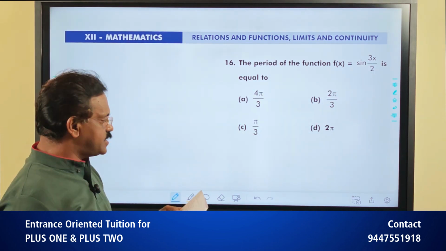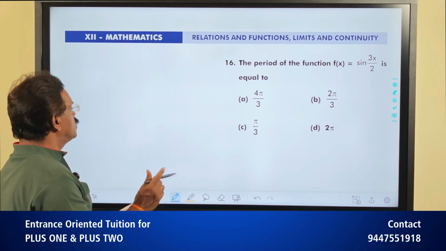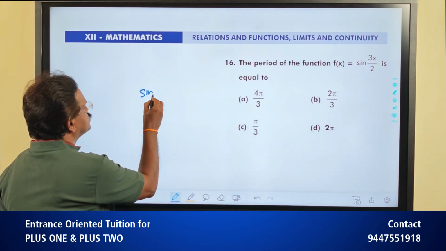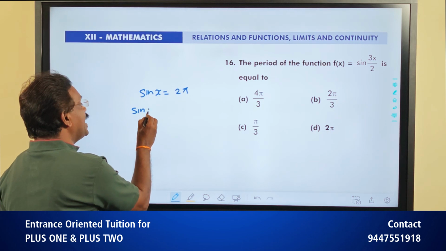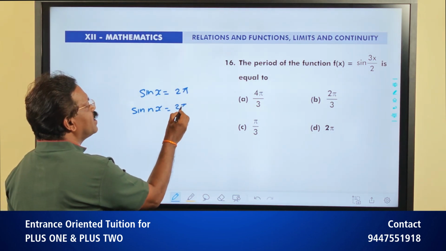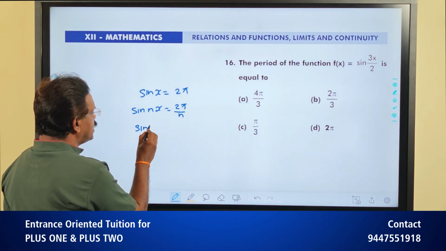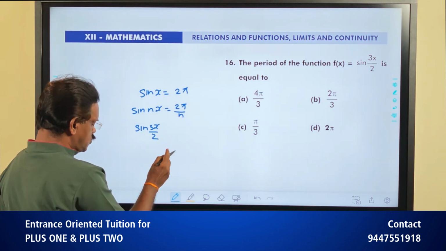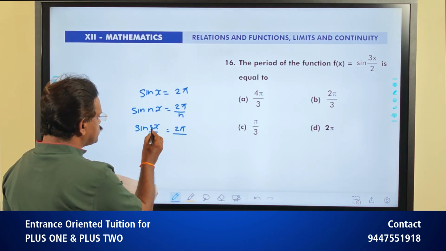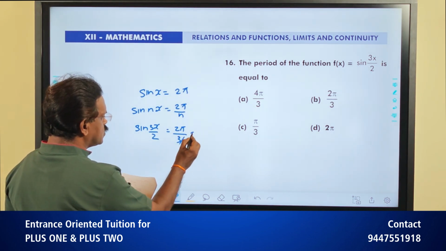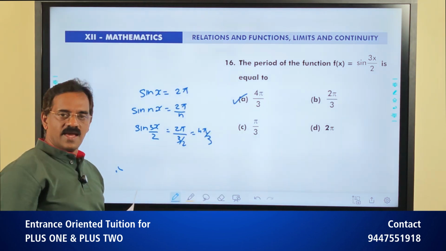Now come to question number 18. Let me recall again from question number 2: the period of sin x is 2 pi. So what will be the period of sin nx? It is 2 pi by n. Here the question is the period of sin 3x by 2. So sin 3x by 2 means 2 pi by n, replacing n by 3 by 2, which is equal to 4 pi by 3, which is given by choice A.